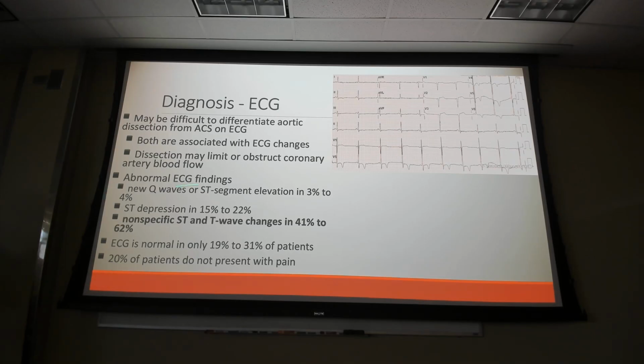Okay. You can find abnormal ECG findings like new Q waves, maybe some ST segment elevation. It's looking like a STEMI, so every STEMI, make sure you rule out dissection. Most of the time they have the nerve and audacity to present with non-specific ST and T wave changes. That makes me so mad. That's not helpful. I'm like, how dare you, okay?